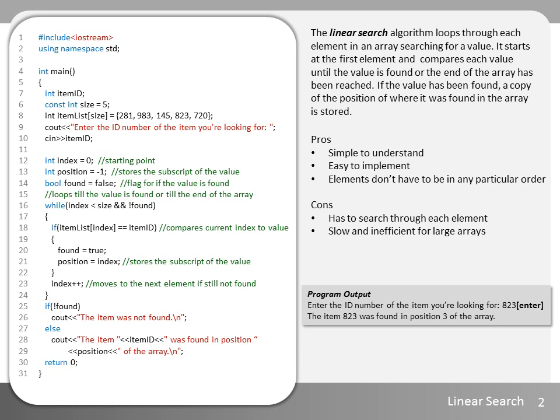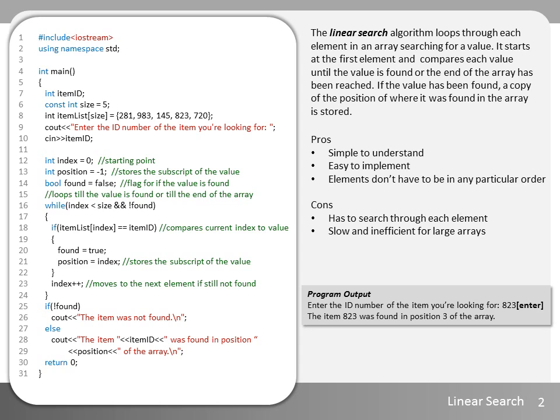Let's run through this program. On lines 7 through 10, we prepare the variables that we'll use to test this algorithm, not the algorithm itself. We declare an array with some values and a variable called item ID that will hold the number that we'll be looking for in the array. Lines 12 through 30 hold the actual code for the linear search.